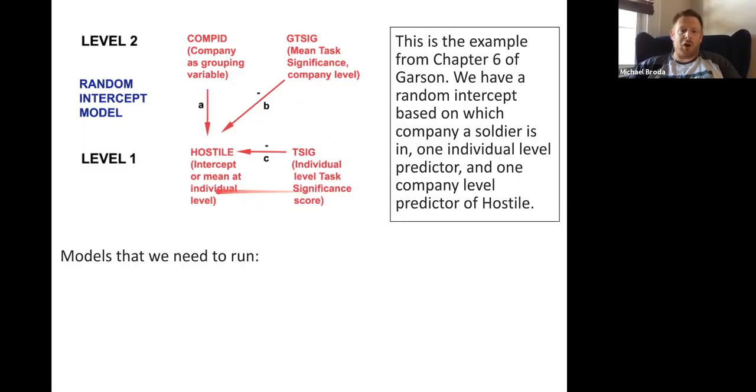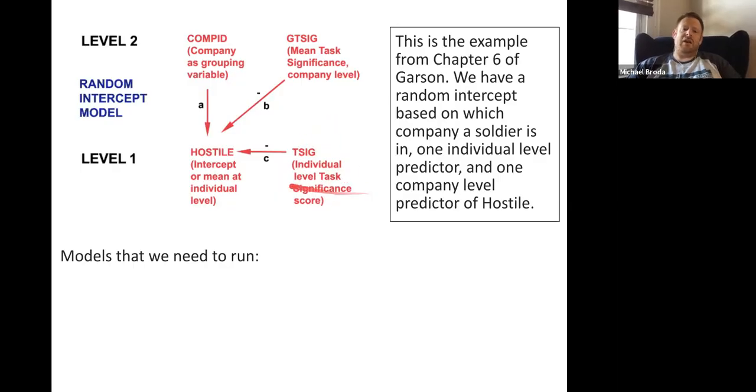And this example from Garson is looking at this measure of hostility. So sort of resistance to going along with the culture of the company or something like that. I think Garson explains it a little bit more closely in the book, but it's this measure of hostile behavior. And that's our outcome that we're trying to understand. And the predictor that we're looking at here is called task significance, or TSIG.